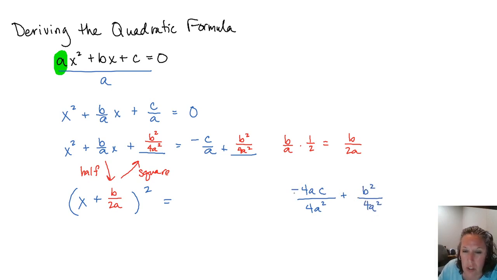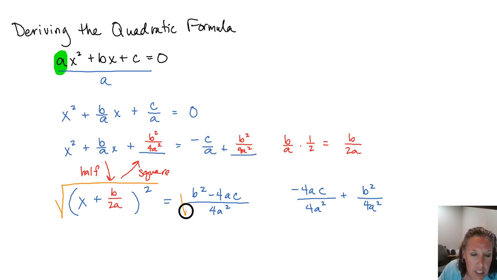Normally we don't write a negative number plus a positive number. Normally we write those the other way. So I'm going to actually switch these when we add them and write it as b squared minus 4ac. And then our common denominator there is 4a squared. Hopefully you're starting to see some aspects of the quadratic formula pop up here. Take the square root of both sides.